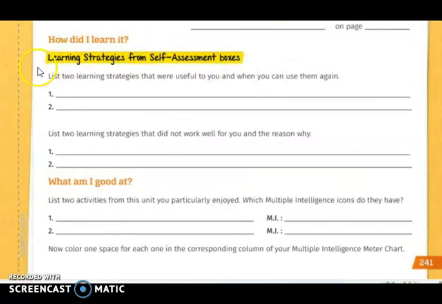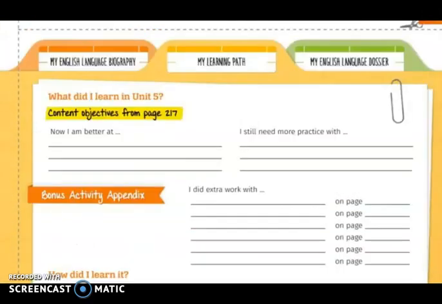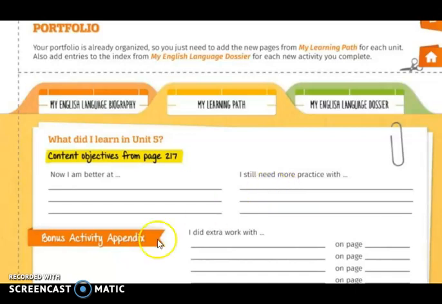Then you are going to fill in the learning strategies from the self-assessment boxes. You are going to list 2 learning strategies that were useful for you and that you will use again, and 2 strategies that did not work well for you and the reasons why. Then you are going to write what I'm good at. You are going to put 2 activities that you enjoyed the most and what multiple intelligence we use. When you finish filling in this page, you are going to cut it and put it in your portfolio. Don't forget to send me pictures of your work.